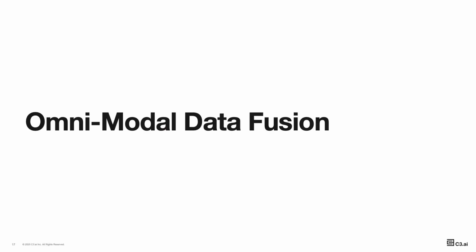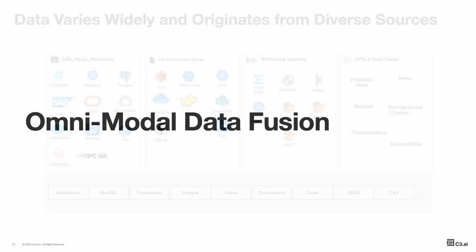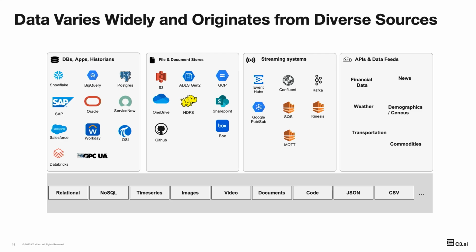So I mentioned the 3 pillars that we're going to talk about today: data, tools, and agents. Well, 4: data, tools, agents, and orchestration. I'm going to talk about what we call omni-modal data fusion. It's a really fancy way of saying structured and unstructured data integration. And each one of you in your organization have data in a wide variety of sources. Could be databases, historians, file systems, document stores, streaming systems, or API data feeds.